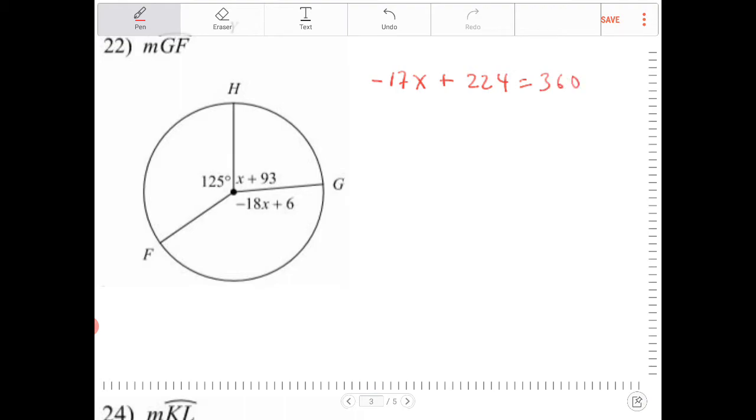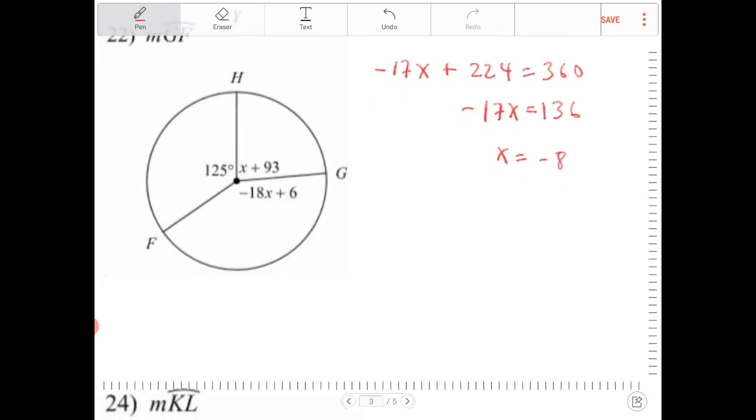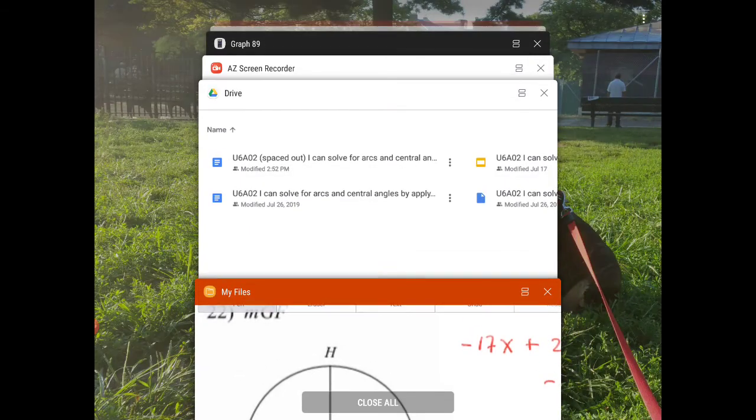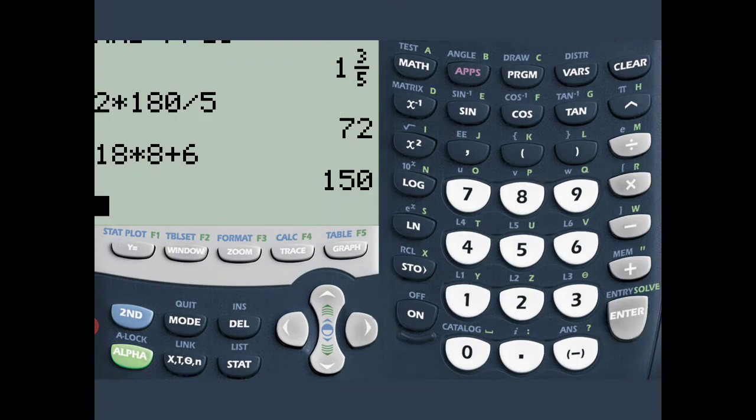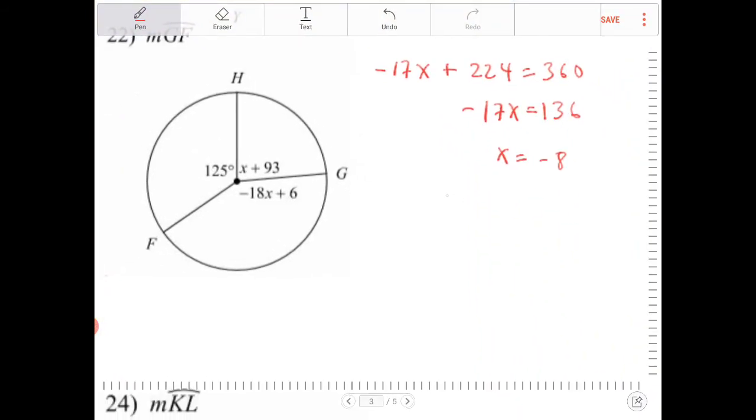I want to subtract both sides by 224. I end up with 136 is equal to 17x, and I believe that would be 8. X is negative 8. If x is negative 8, then GF would be 18 times 8 plus 6, 150. There you go. So GF is 150.